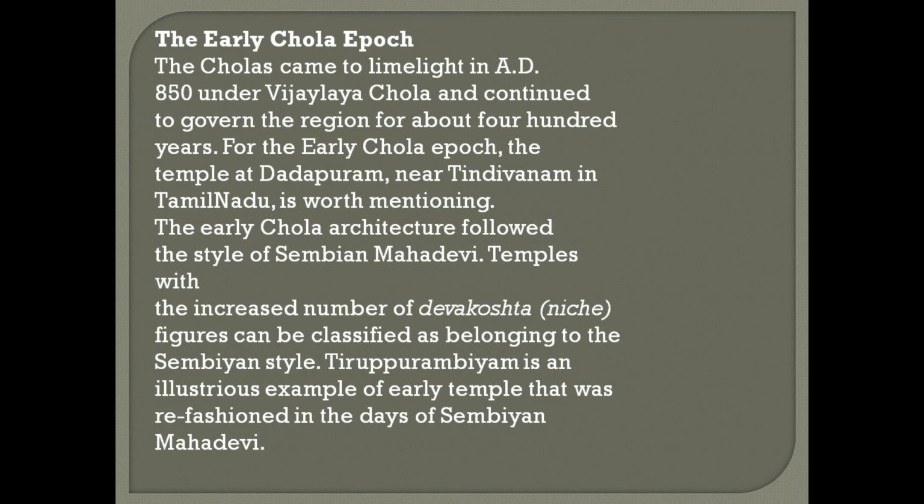The early Chola epoch. The Cholas came to the limelight in AD 850 under Vijayalaya Chola and continued to govern the region for about 400 years. For the early Chola epoch, the temple at Thadapuram near Tindivanam in Tamil Nadu is worth mentioning. The early Chola architecture followed the style of Sembiyan Mahadevi temples with an increased number of Devakoshta figures, which can be classified as belonging to the Sembiyan style.